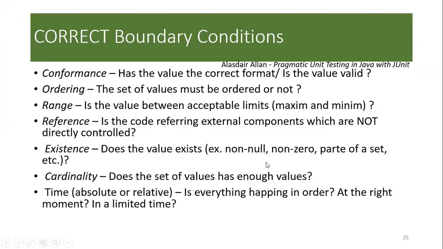So, CORRECT stands for conformance, ordering, range, reference, existence, cardinality, and time. So what do those mean? These are things that we need to evaluate or test for our methods. So conformance means this. If the method receives okay values which are validated against our own rules, it means that the function should provide okay results. So for right or okay input values, the function should provide correct results.